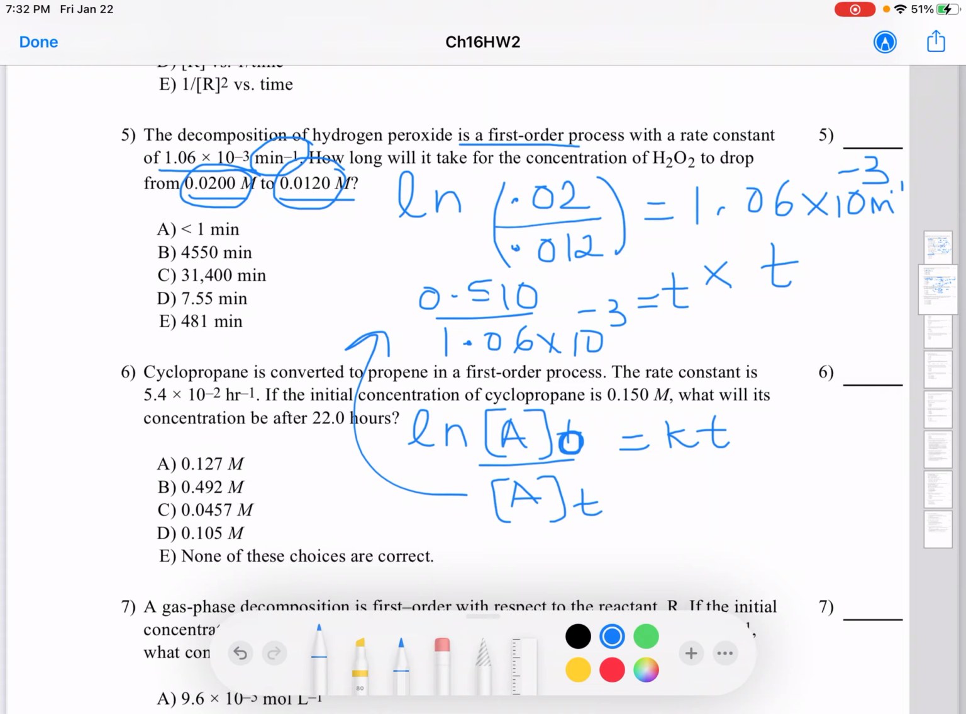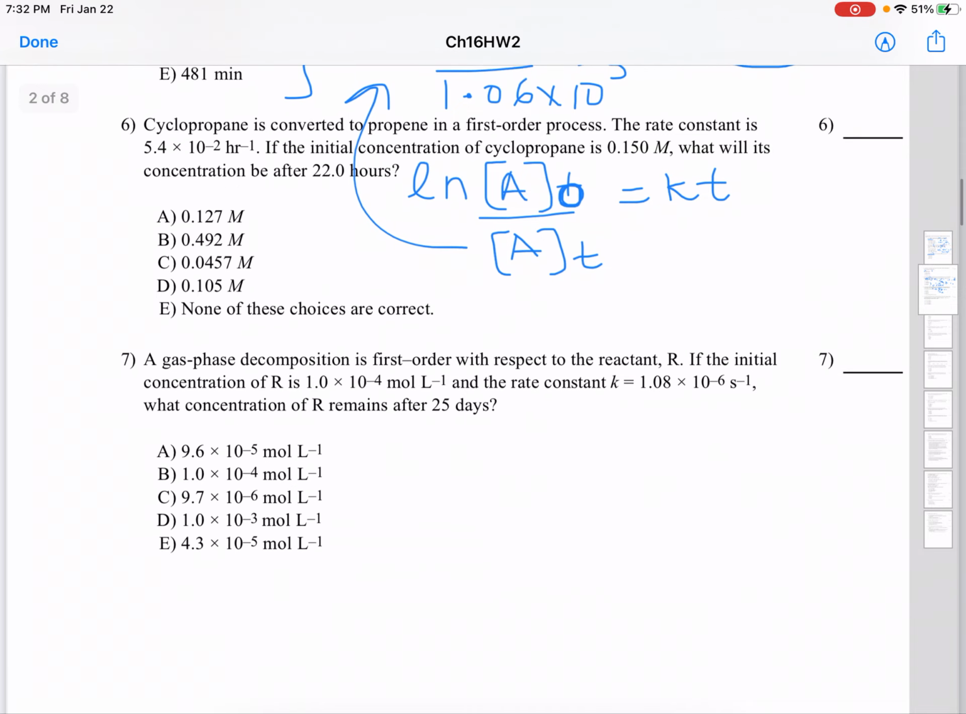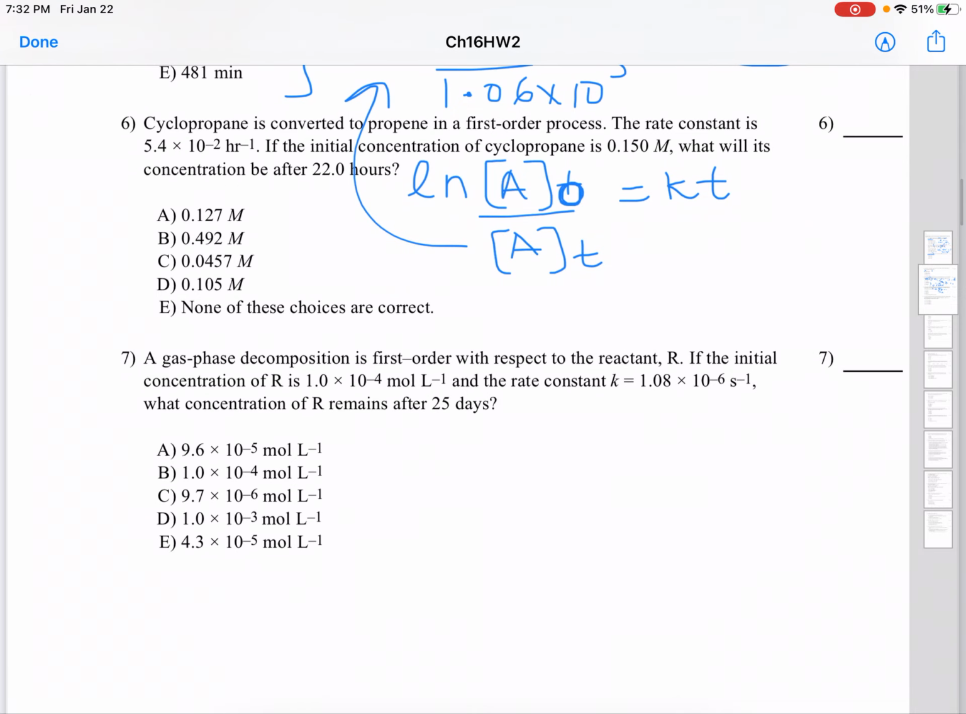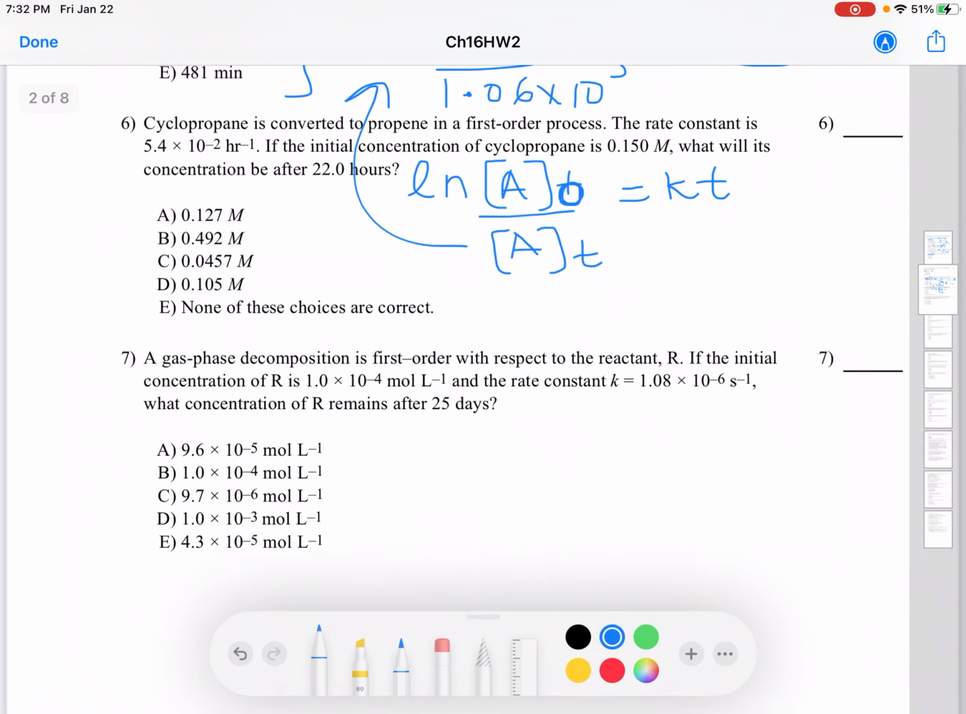Okay, 0.510 ln 02 over 012. So you find T, and you can find out the time. You will get the answer from one of these after you do your calculation. I'm going to leave it up to you to get the final answer. And I'm going to go ahead and erase this part.